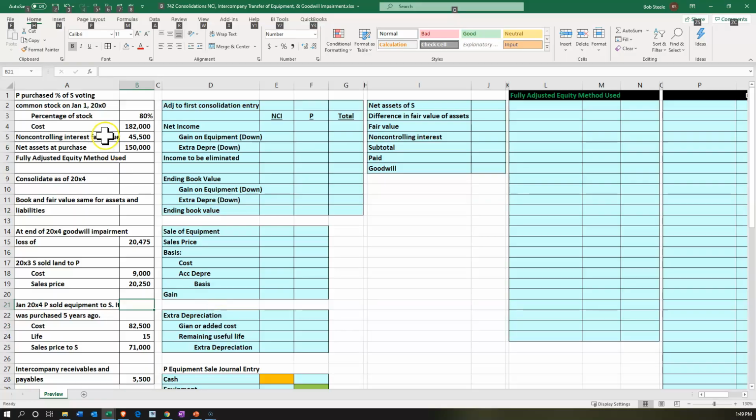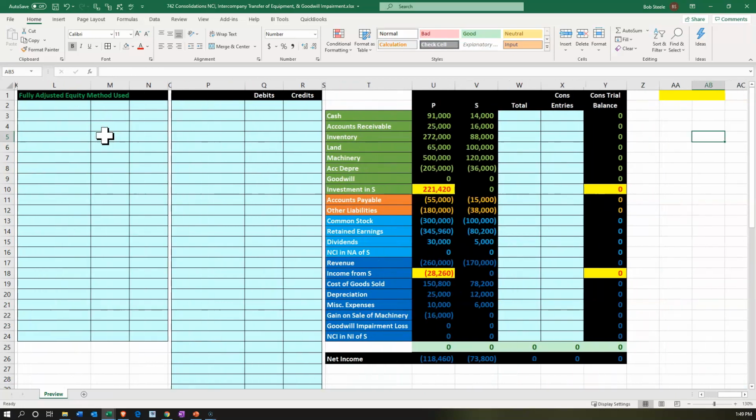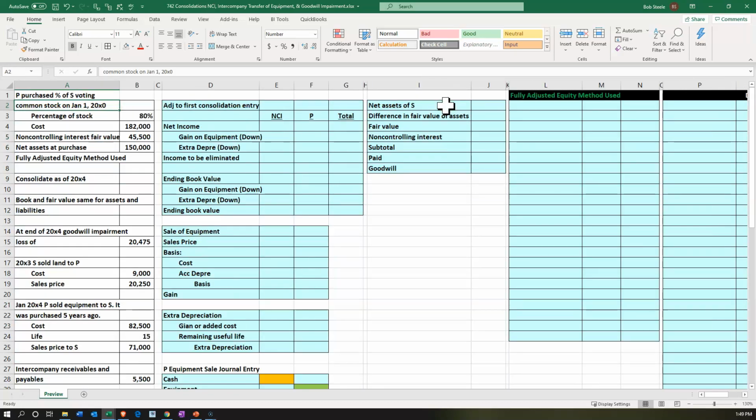Here we are in Excel. We have our information on the left. We're going to enter that information into the blue area on the right. We're going to have our worksheets, and then we're going to have our consolidation worksheet where we have the numbers for both P and S as of the date that we are consolidating. Let's go on back to the data on the left and see what we have.